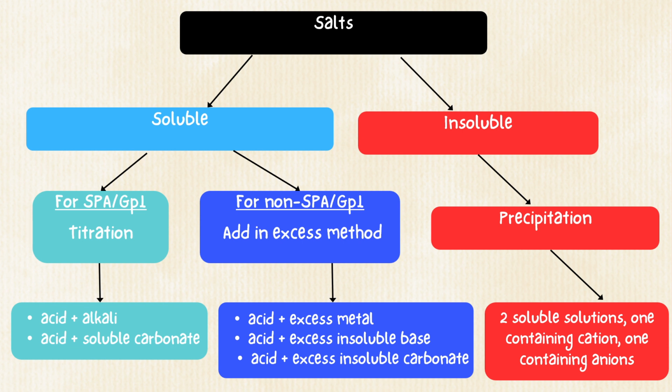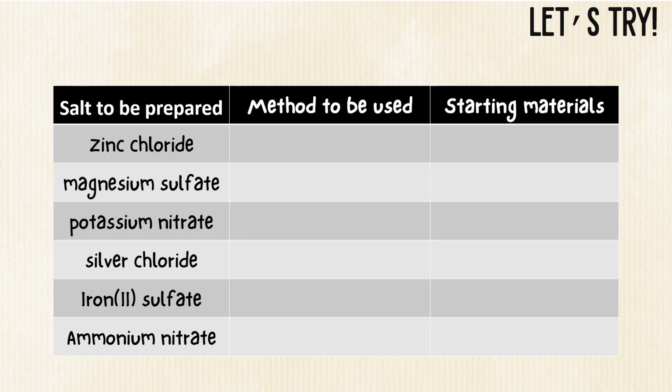Okay, so in summary, this is the flow chart. If a salt is soluble, you look at whether it is spar, non-spar, or group 1 salt. Then you use different methods. If I'm using titration, I need an acid and alkali or an acid and soluble carbonate. If I'm using the add in excess method, I'll need acid plus excess metal, excess insoluble base, or excess insoluble carbonate. If it is a precipitation reaction, that's my favorite kind of reaction, I will just use two soluble solutions, one that has the cation, one that has the anion.